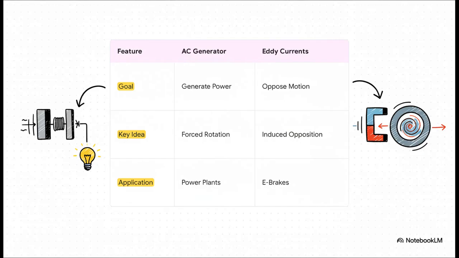So, let's just pull this all together. With an AC generator, the goal is to generate power, plain and simple. We force rotation to get a current. With eddy currents, the goal is usually to oppose motion. The induced current itself creates that opposing force. One gives us our power plants, the other gives us electromagnetic brakes.